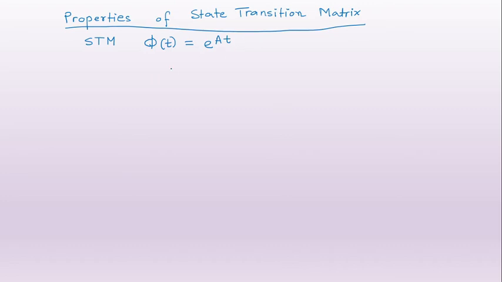Now the first property: can you calculate what is phi 0? Obviously we can do it. Just put t equal to 0. So if you put t equal to 0, phi at t equal to 0 we will get e to the power A times 0.